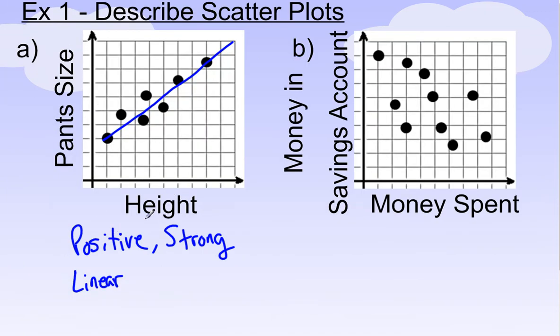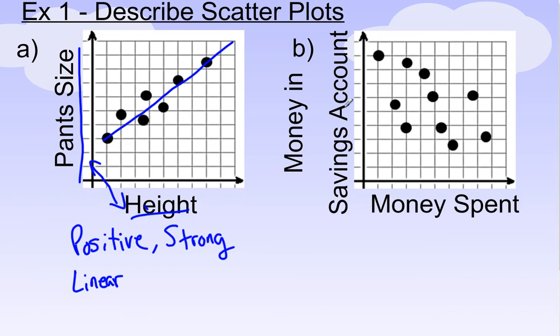So in the example here, we are talking about height and pant size. Because there is a correlation, because this is a strong, positive, linear correlation, we can say that there is a connection, a relationship between your height and the size of your pants. So as your height gets bigger, so do your pants. Obviously, you're not going to be wearing pants the same size when you're 2 years old as when you're 20 years old. So there is a relationship, a correlation between your height and pant size. And that's what this data would be showing.